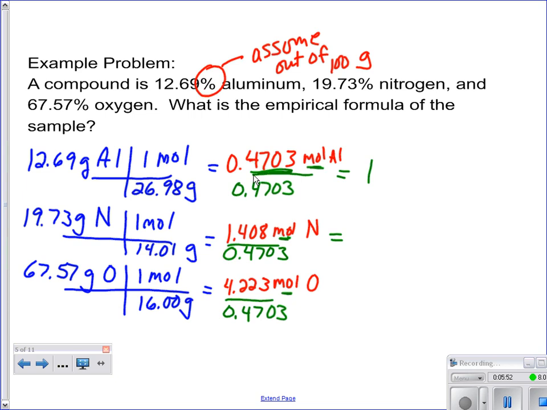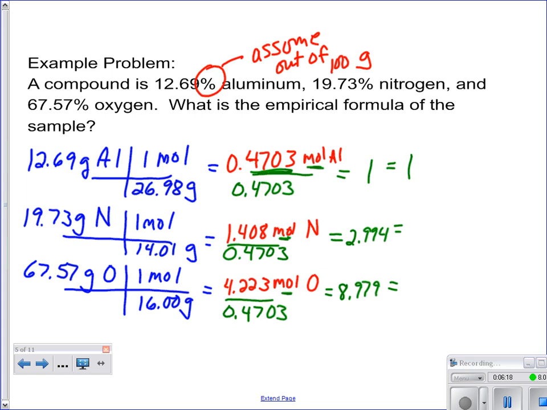So I go through this, I divide 1.408 by 0.4703, and I get 2.994, that's what comes up. And for the last one here, I get 8.979. Now, by doing that, I should be able to round this to 2 sig figs and get a whole number. And obviously, I did with my first one.